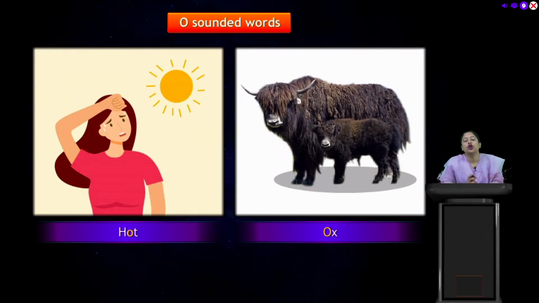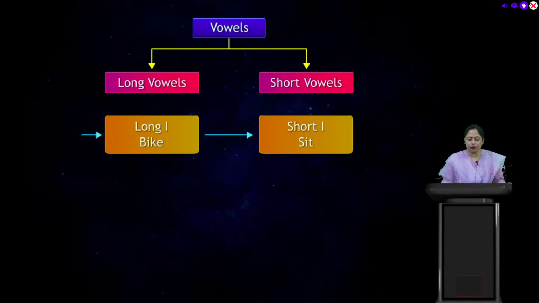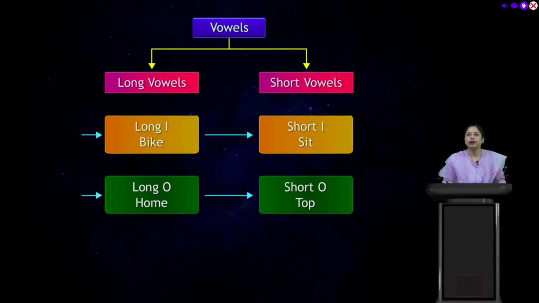Onion, ox. See? All different sounds. The same vowel letter O produces many sounds. Hot, ox. Home, onion. Got it? So again we come to a conclusion that there are two different sounds of vowels. One is the long sound, the other is the short sound. So just like I, the letter O also has two different sounds.